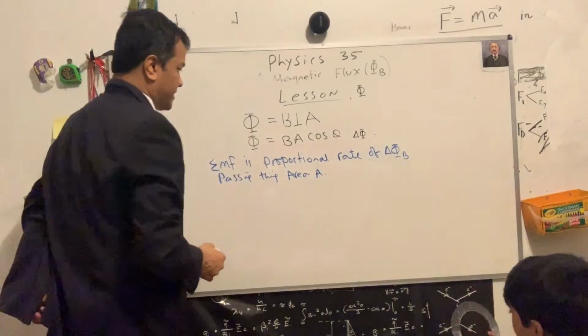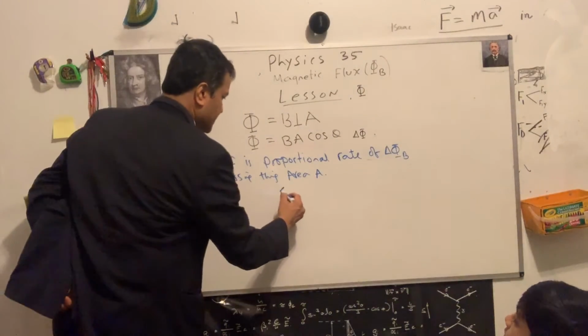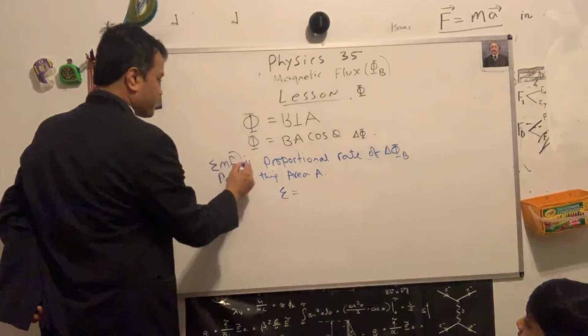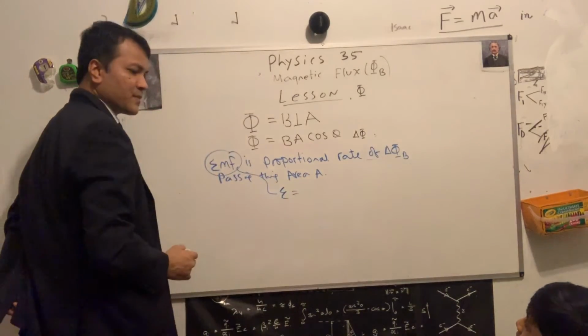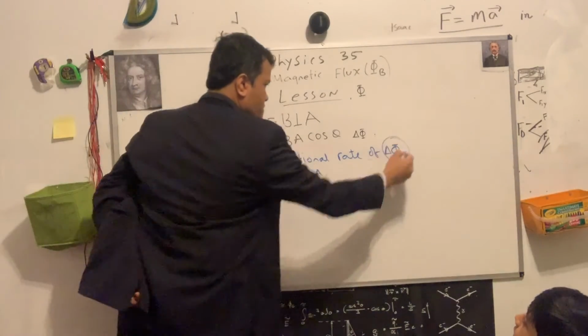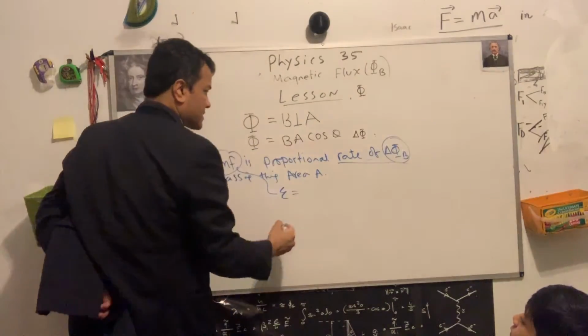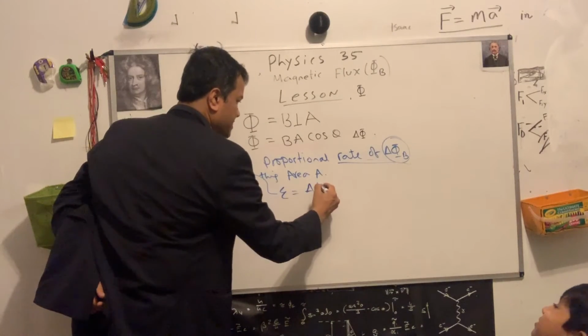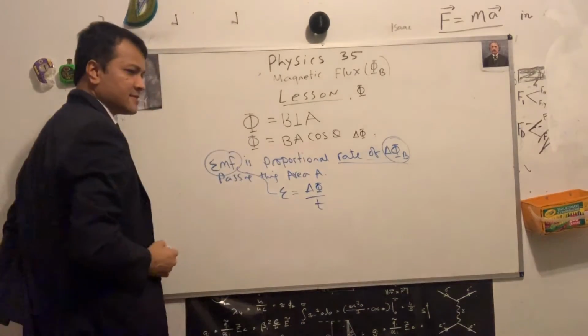How can you write that then? EMF can be written as just epsilon. So EMF is the rate of change of flux, so that means the rate of change of flux over the change in time.